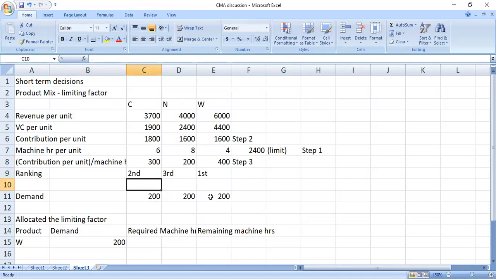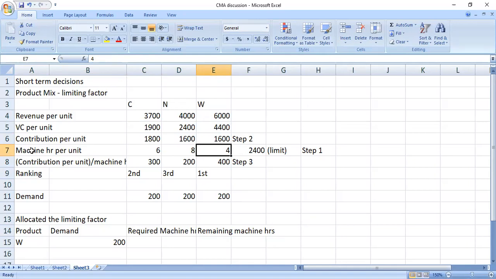I didn't bring the information here, but if I may take you back to the question, I think I have it, machine hours per unit. Here, machine hours per unit: for a single unit of C, you need 6 machine hours. For a single unit of W, you need 4 hours.